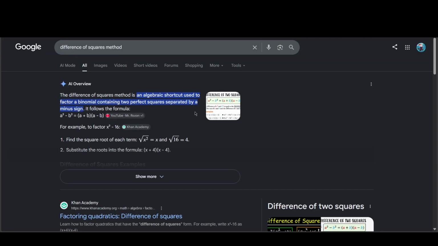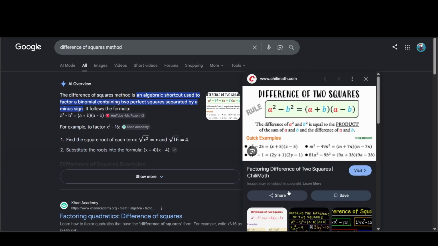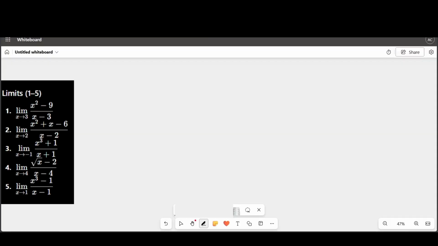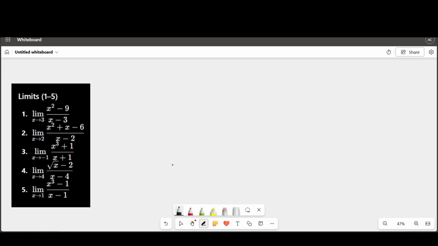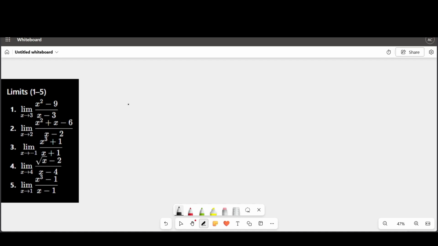That's actually kind of unprecedented. So we have a plus b, a minus b is equal to the product of the sum and difference of a and b. All right, let's just try it. I'm not going to rely on ChatGPT, or Google for that matter. Let's just try it for ourselves and see what happens.